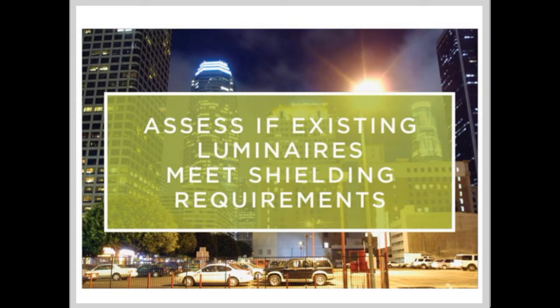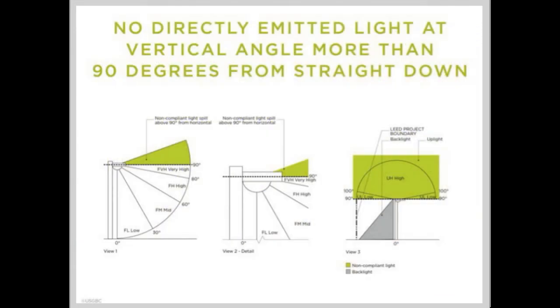The second step is to determine whether the luminaire identified in Step 1 already met the shielding requirements. Existing luminaires are compliant if they do not directly emit any light at a vertical angle more than 90 degrees from straight down. Compliance with the shielding requirement can be confirmed via manufacturer's technical data sheets. If this information is not available, photographs of the luminaires can be used.